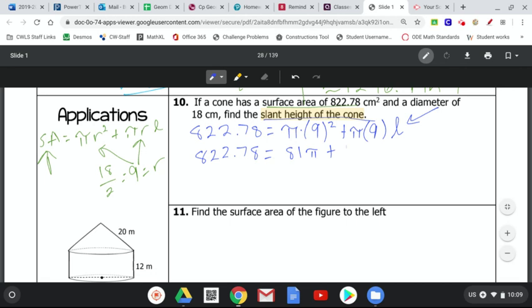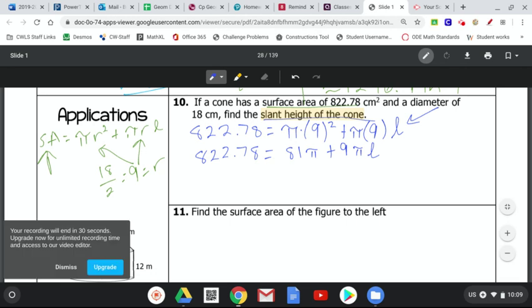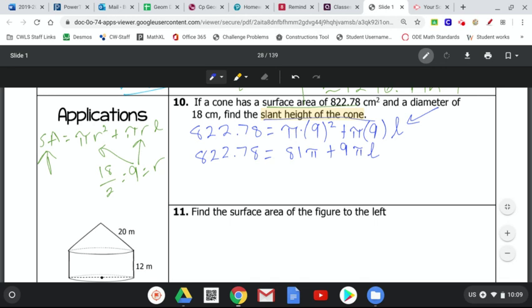L. So I'm just going to rearrange it. Sometimes it helps me see it a little bit better when I put the 9 in front of the pi. It's still the same thing, but when you rearrange it, sometimes it's easier to see what operation we're going to do to solve for our slant height. So the first thing we're going to do is subtract that 81 pi. Subtract the 81 pi.